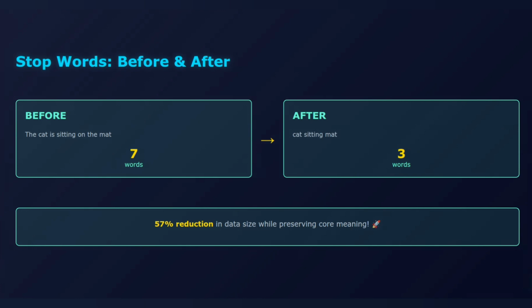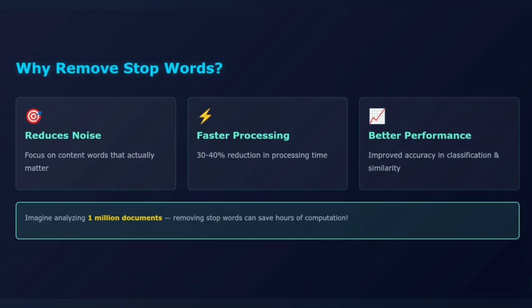After removing stop words: cat, sitting, mat. Look at that. We went from 7 words to 3, and we still understand the core meaning. A cat is sitting on a mat. The essence is preserved, but the data set is 57% smaller. So why is this important? First, it reduces noise. Models focus on content words that actually matter. Second, it decreases processing time. Imagine analyzing 1,000,000 documents.